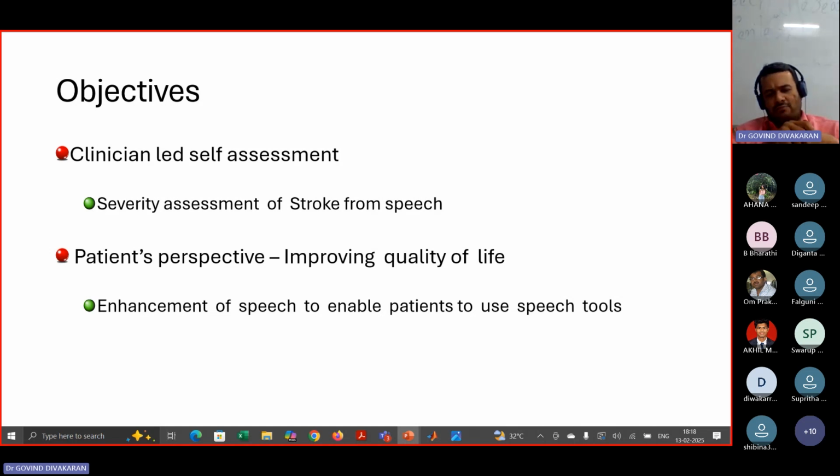So the idea behind this module, from the patient's perspective, is to improve their quality of life, enhance their voice, and empower them to use these kinds of tools that other healthy people commonly use in their lives. That is the basic objective of this project.